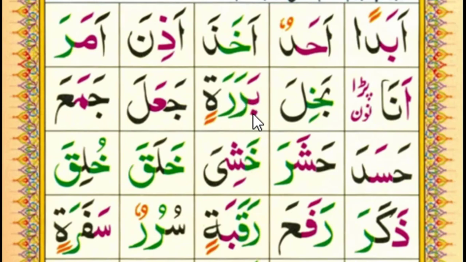I repeat again. Ba, Fatha, Ba, Ra, Fatha, Ra, Bara, Ra, Fatha, Ra, Barara, Ta, double Kasratin, Bararatin.